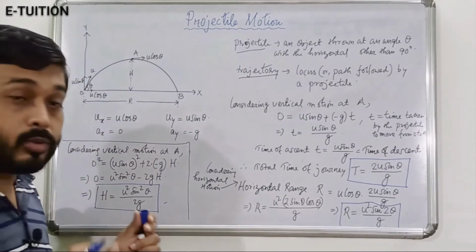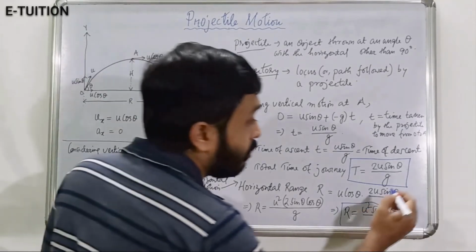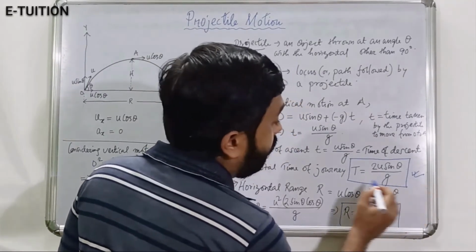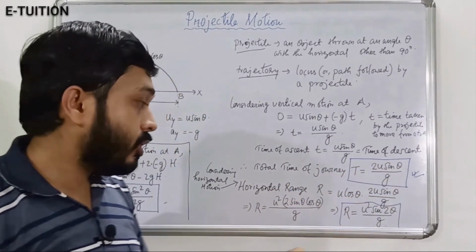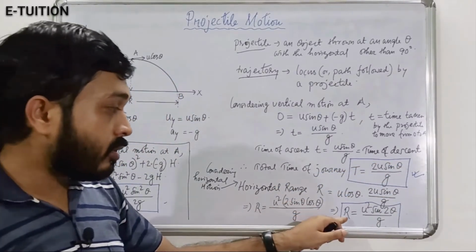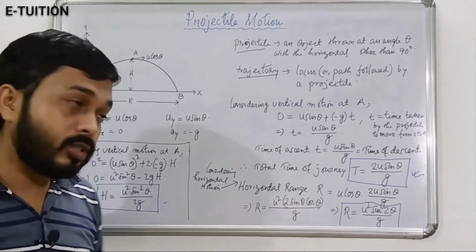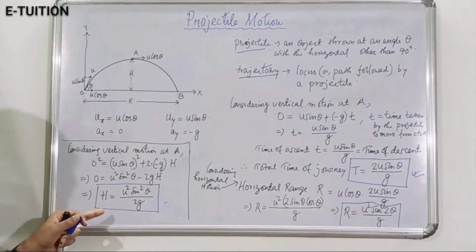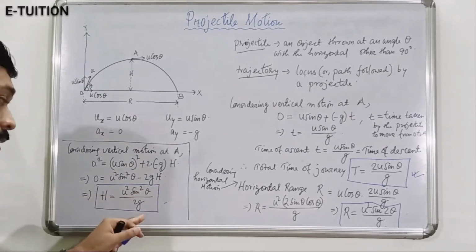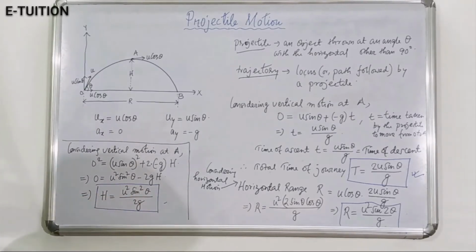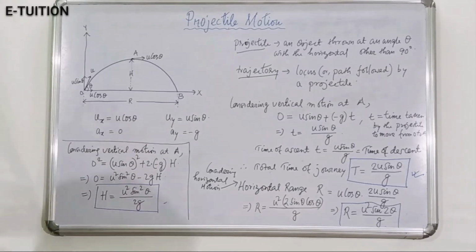Right, these formulas are quite important for you to solve numericals of this topic. First one is total time of journey, 2u sine theta upon g. Second one is maximum horizontal range, R equal to u square sine 2 theta upon g. Third one is maximum height ascended by the projectile, capital H, equal to u square sine square theta upon 2g. All right, so take note of these formulas and derivations, everything.